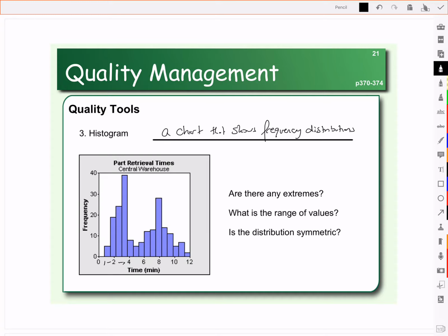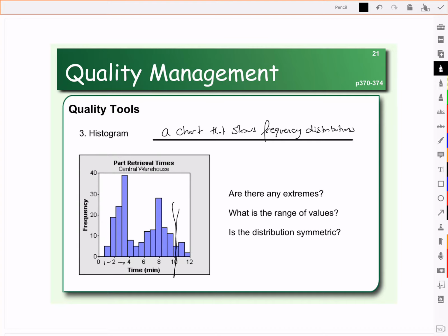We could start to see what the most common number of defects per door was. So we're looking at frequencies, the number of occurrences of defects, and in this case, retrieval times. The first thing we look at is, are there any extremes? Notice in our retrieval times, all the retrieval times are between 1 and 12 minutes. So the question to ask then is, is that acceptable? What is an acceptable amount of retrieval time?